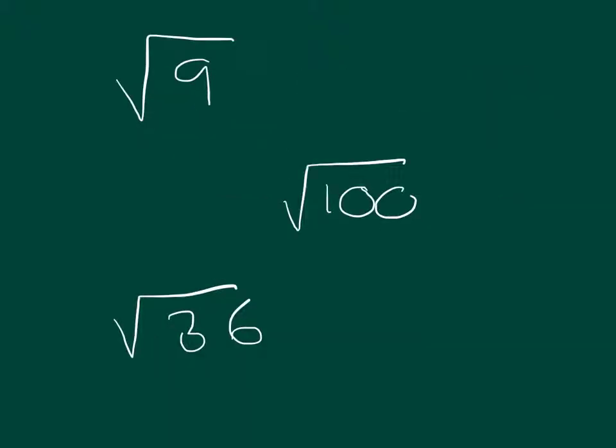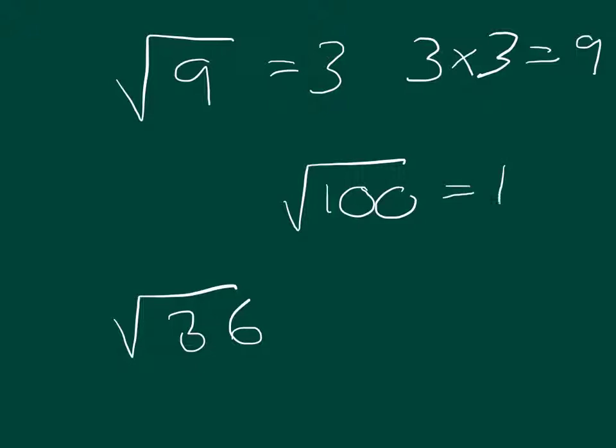So if we're asked to find the square root of 9, the answer would be 3, and the reason is because 3 times 3 equals 9. So have a think about what the square root of 100 will be and the square root of 36 will be. Perhaps stop the video for a moment. Okay, if you come up with the right answer, you'll come up with the square root of 100 is 10, because 10 times 10 is 100. The square root of 36 is 6, because 6 times 6 is 36.